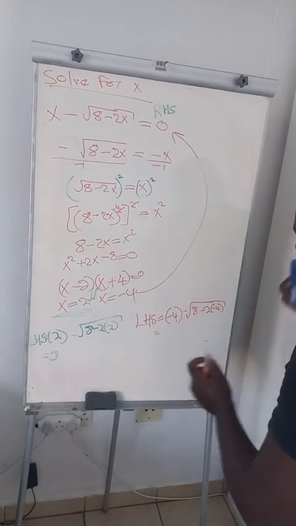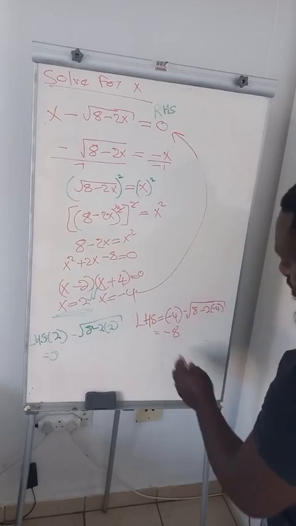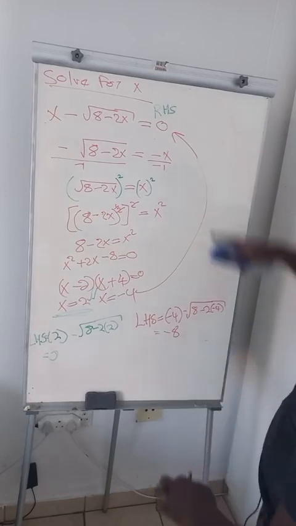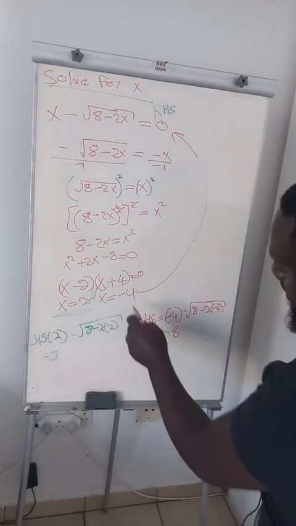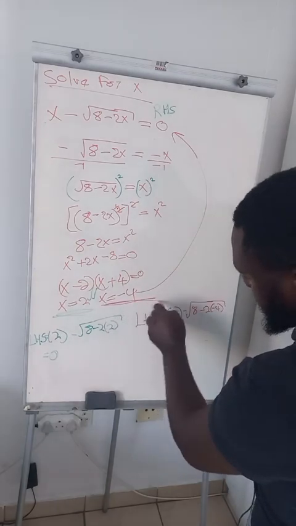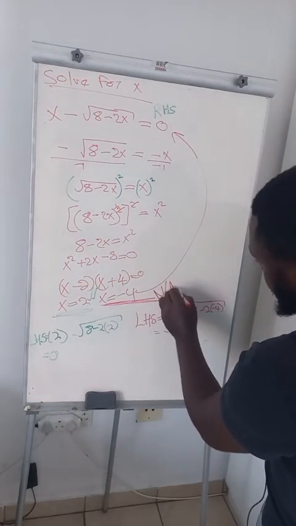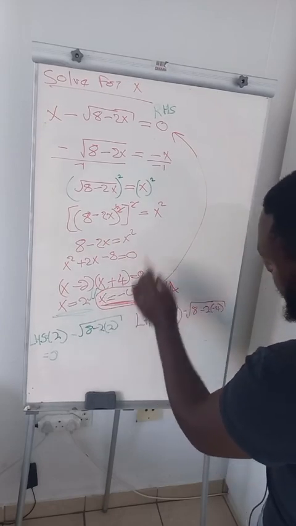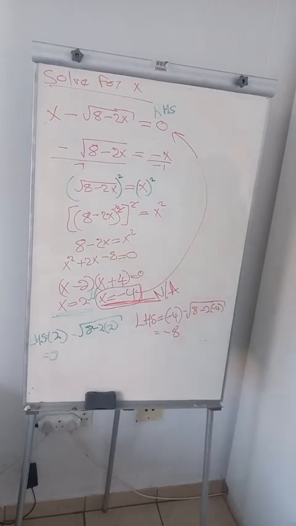Here you get an answer which is negative 8. So if you check, the left hand side is negative 8, whereas the right hand side is 0. So this is not your solution. You can write not applicable, NA, just meaning this one is not part and parcel of your answer.